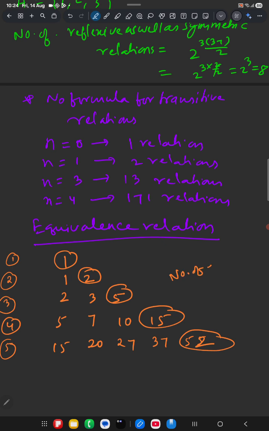This way, this gives you the number of equivalence relations, and this is called the Bell triangle. In this way you can find it out. Thank you.